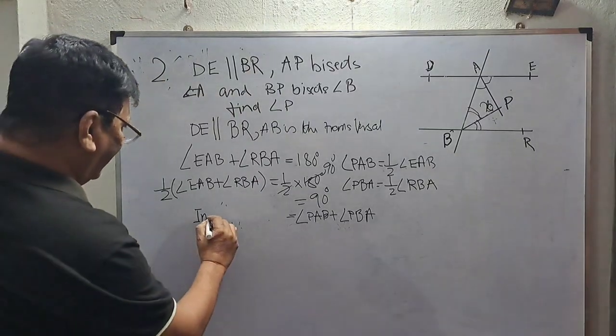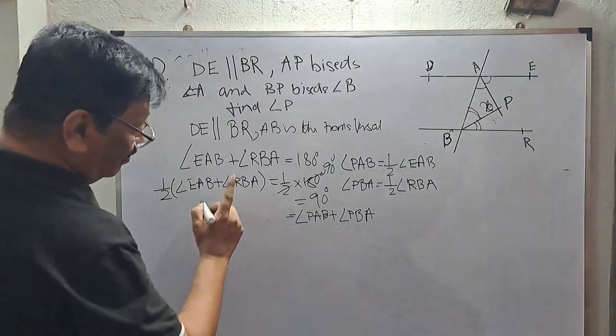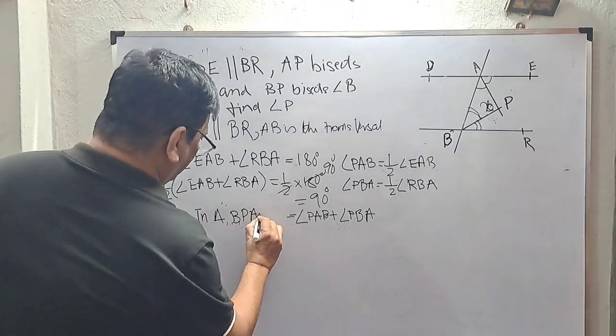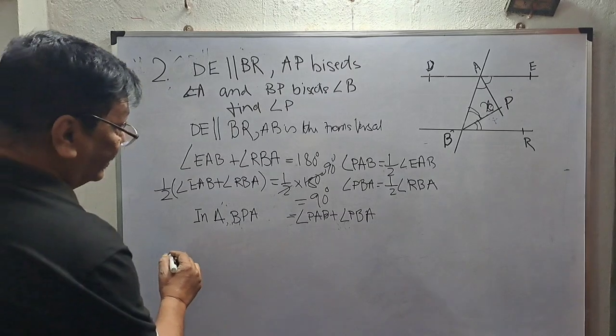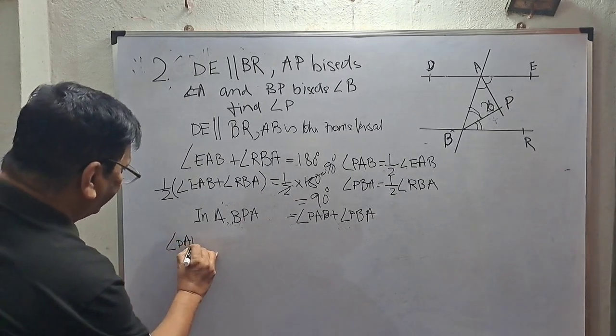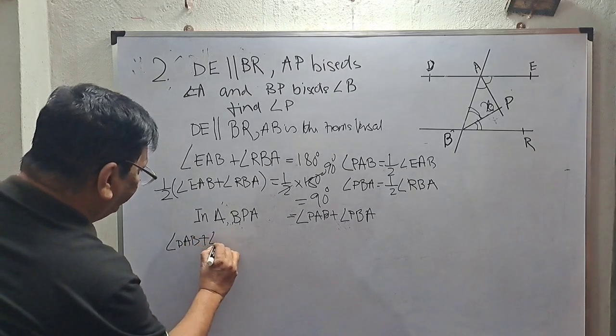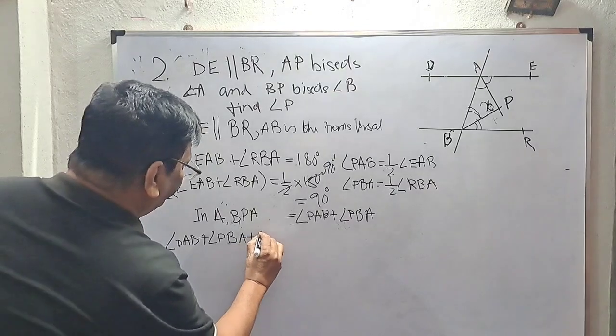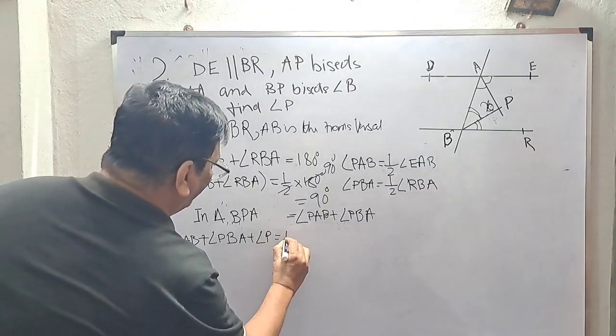So now in triangle BPA, by angle sum property, we can write angle PAB plus angle PBA plus angle P is equal to 180 degree.